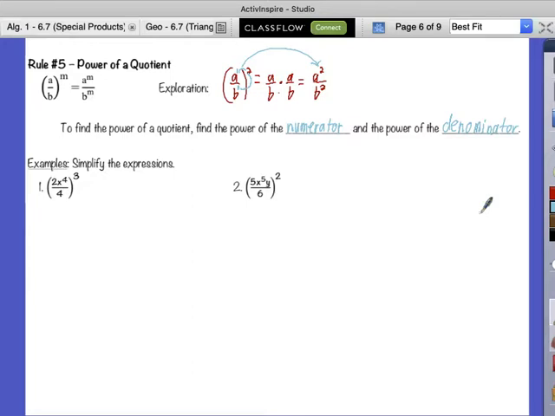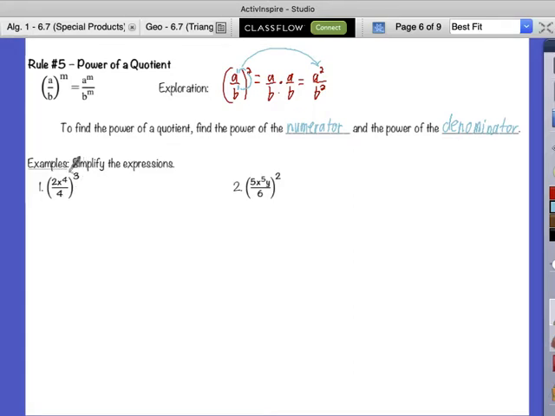Once again, if you need to hit pause or rewind, feel free to now, okay? 2x to the 4th over 4, all being raised to the power of 3. So what we would do is take this power of 3 and distribute it to everything in the top and everything in the bottom. When I say everything, we mean every power.